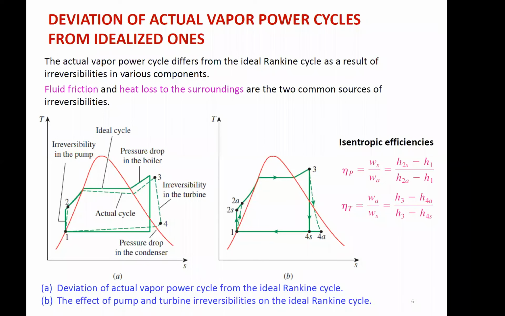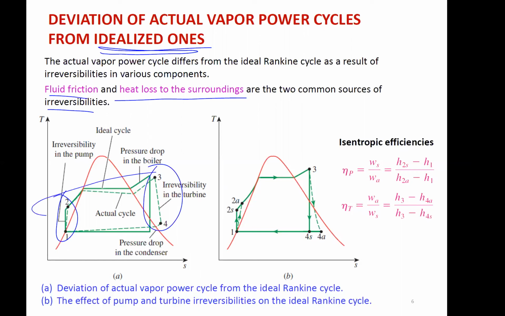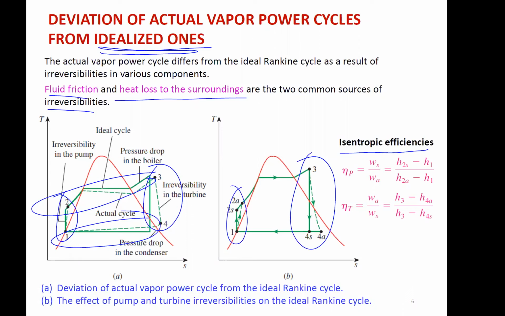All right, deviation from actual cycles, because the Rankine cycle is an idealized one, okay? So we're going to have friction and heat loss to the surroundings from irreversibilities. So we have pump irreversibilities and turbine irreversibilities. We have pressure loss from 1 to 2 in the boiler and pressure drop in the condenser. We can use isentropic efficiencies, just like we did for chapter 9, but we have to stay in enthalpy because we can't use Cp delta T for water. We can use the isentropic efficiencies for the pump and the turbine to better analyze the cycle and get a better answer. Great.